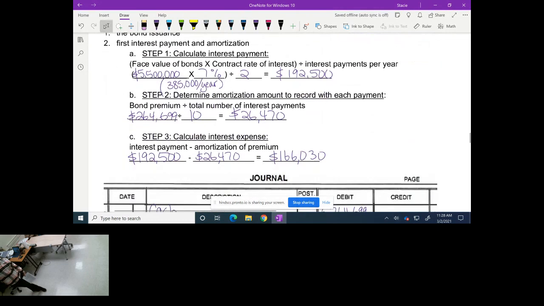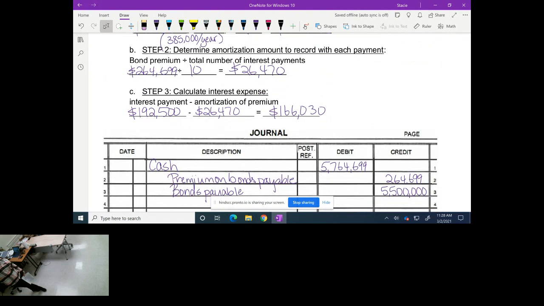All right, our bond premium was $264,699 in our entry. We got to divide that by the total number of interest payments. We got 5 years times 2 payments per year. That's 10. All right, so we'll divide that by 10. And the $26,470 is the amount that we'll take off every time we make an interest payment.